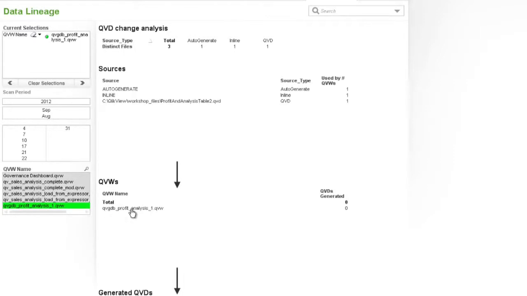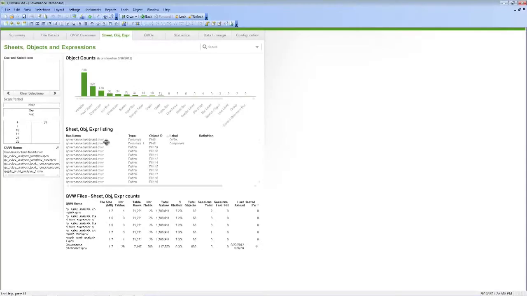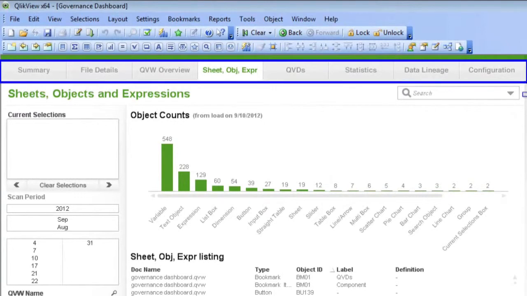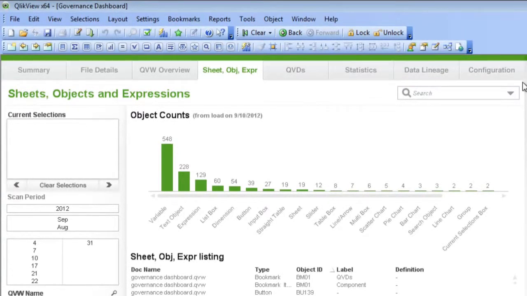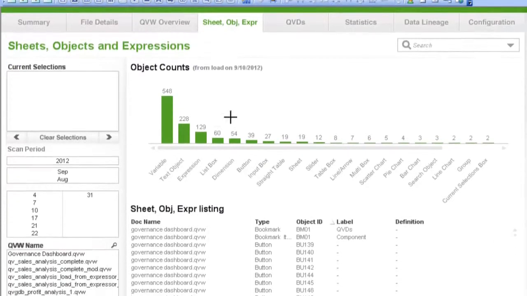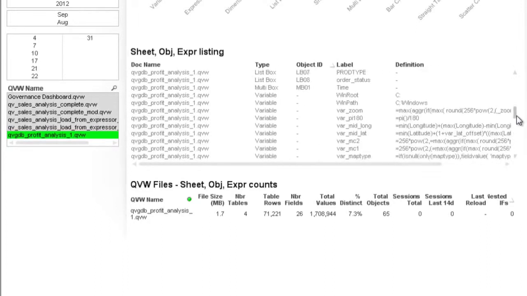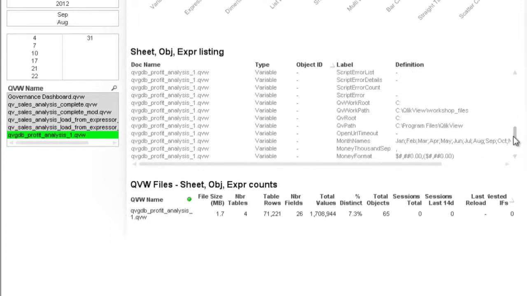Once I've discovered a potential issue, such as multiple definitions of profitability, I can go into additional views in this QlikView app. The governance dashboard is just a QlikView app, and I can go in and see which specific apps and which sheet objects are using which definition. I can use that to communicate back to the business owners or developers in that application, encouraging them to use a more standard or common definition for profitability.